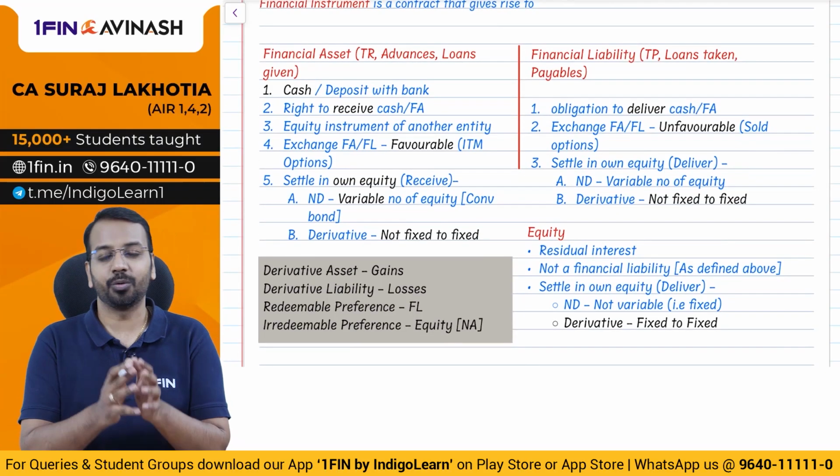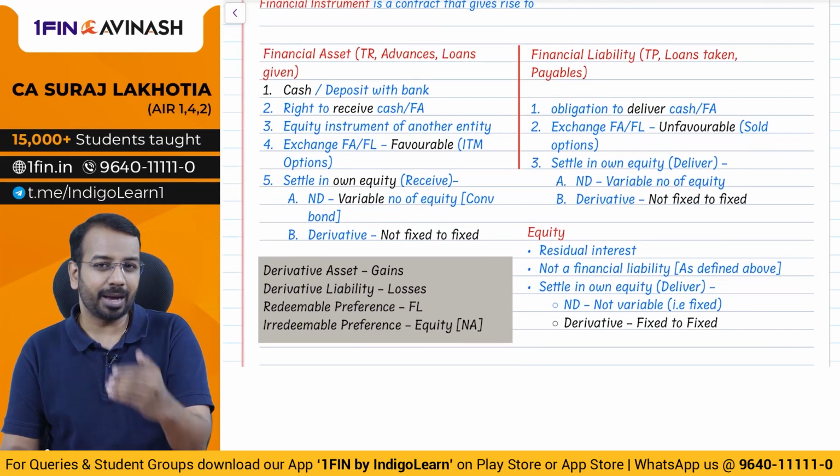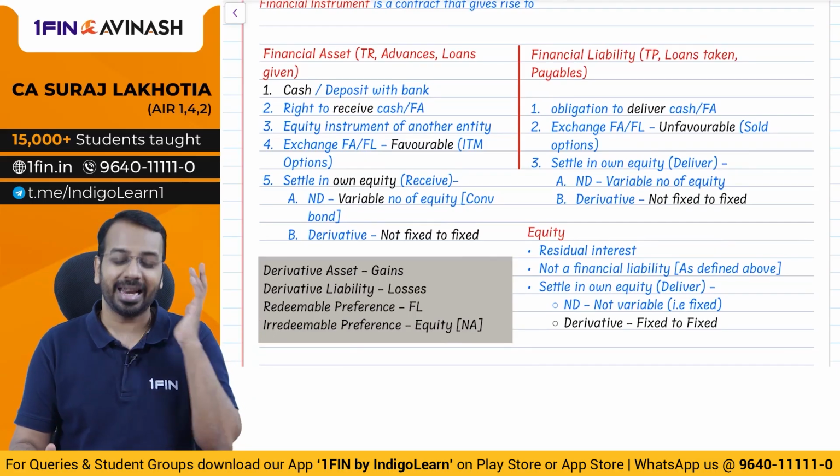What is the meaning? How do we account for it? Classification, liability, compound financial instruments and everything.